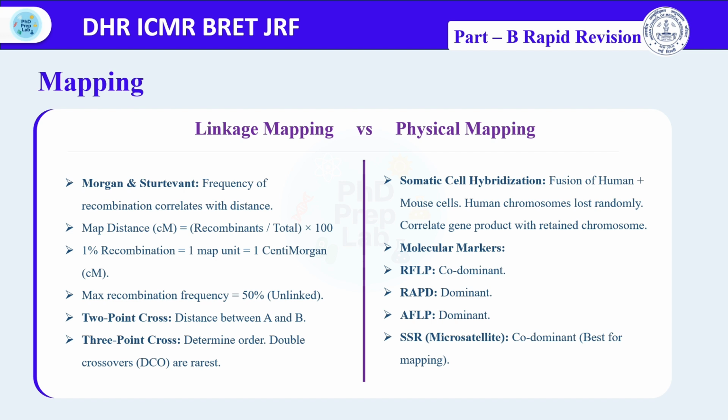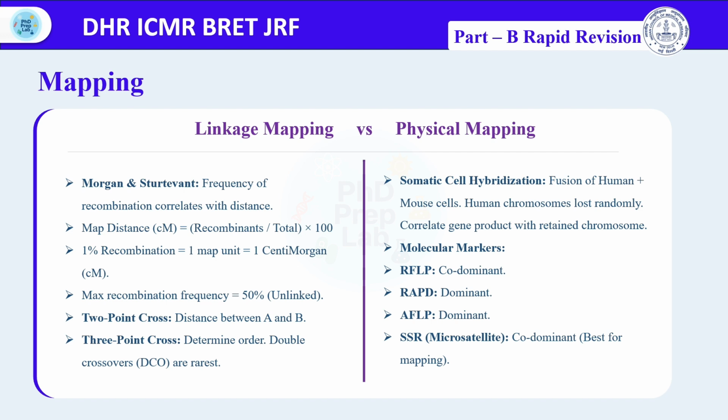Now we have mapping, and in this we have linkage mapping versus physical mapping. You have to remember this very importantly. We have this table where we have differentiated them for ease of remembering and revision. Your linkage mapping was basically given by Morgan and Sturtevant. This measures the frequency of recombination, and it correlates with distance. The map distance is given in centimorgan, that is, small c and capital M.